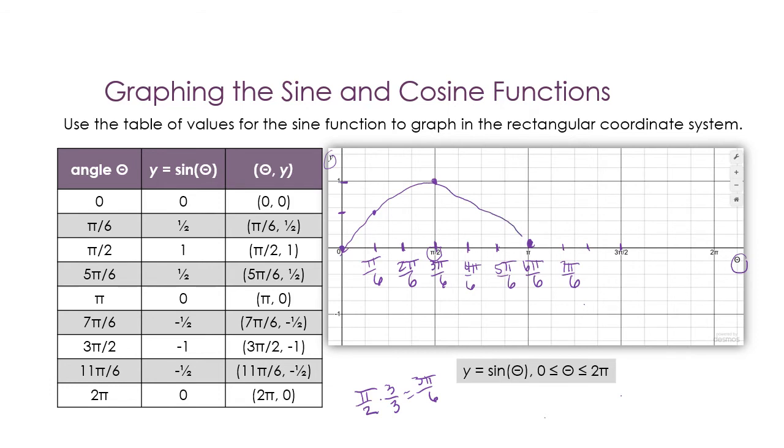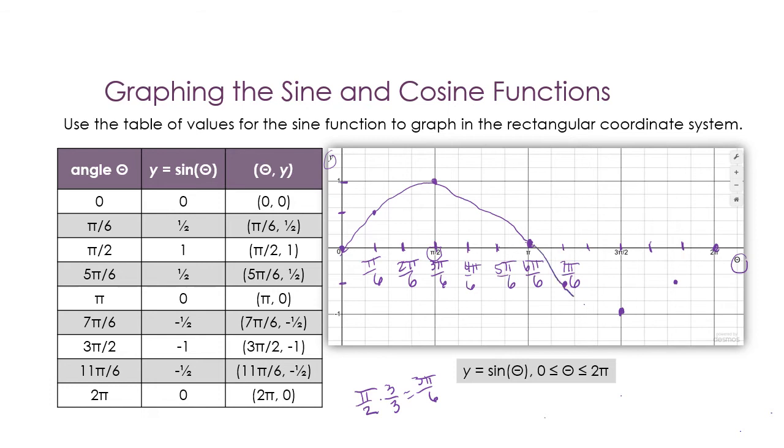So we've got that little part. And then at 7 pi over 6, I'm at negative 1/2, which is going to be about right there. 3 pi over 2, I'm at negative 1. And then we've got 11 pi over 6, so let's separate this guy out. So 11 pi over 6 is going to be the one that's right before 2 pi. So 11 pi over 6 is going to be negative 1/2 again. And then at 2 pi, I'm back up at 0.